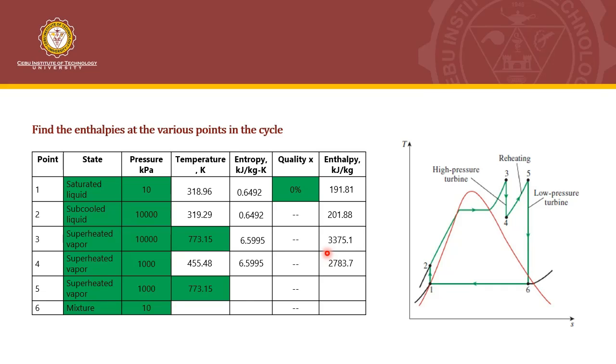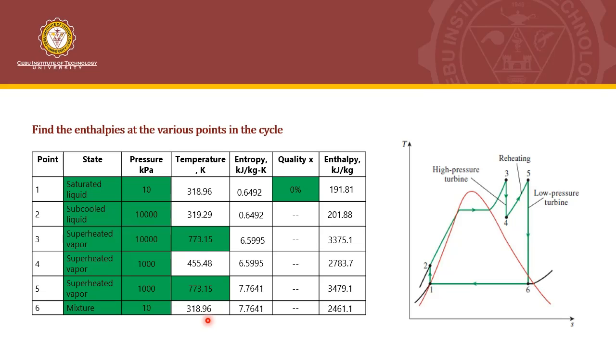Then at point 5, process 4 to 5, point 5 is actually given also. It has a pressure of 1 megapascal or 1000 kilopascal and a temperature of 773.15 Kelvin. So inputting that in the software, I can also get the entropy as well as the enthalpy at point 5. And then finally, process 5 to 6, that is isentropic expansion. So it has the same entropy. And then I can also plug in those values in the software and get the value of the temperature as well as the enthalpy at point 6.